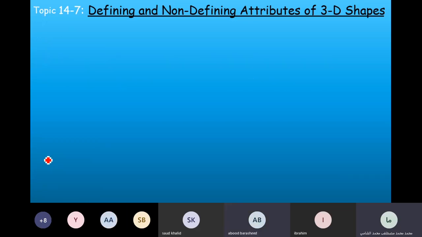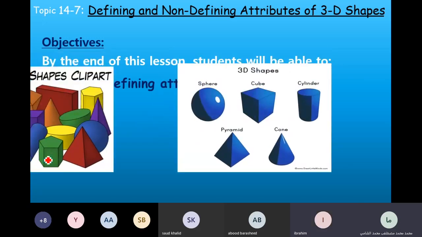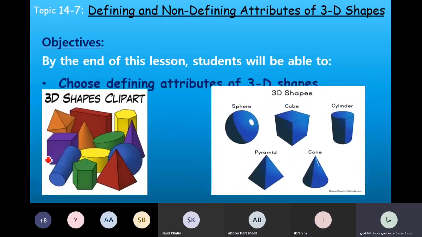Okay, our lesson today is talking about defining and non-defining attributes of three-dimensional shapes. By the end of this lesson, students will be able to choose defining attributes of 3D shapes. Okay, listen.